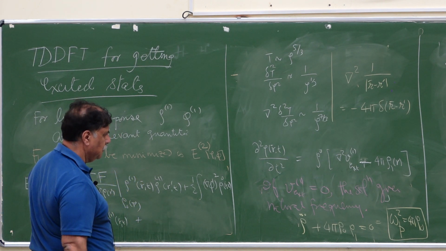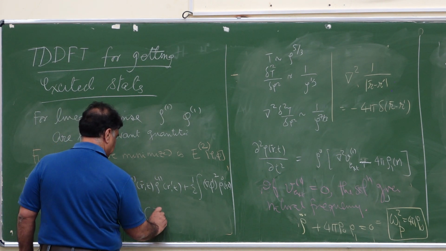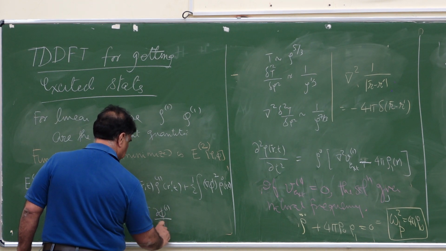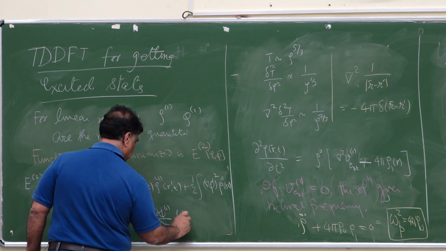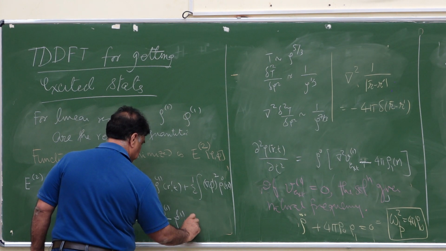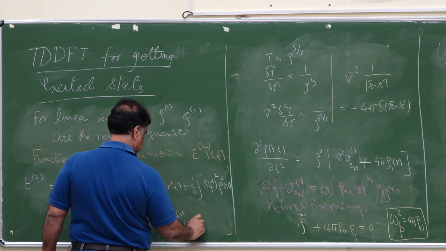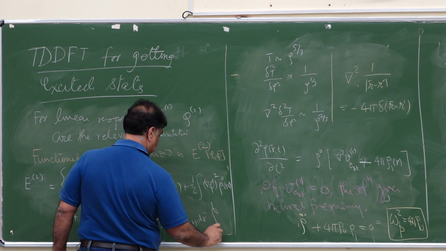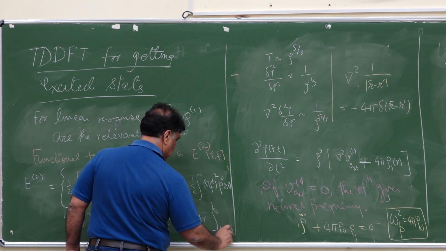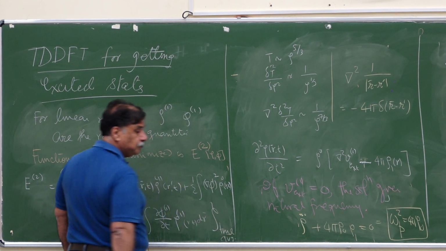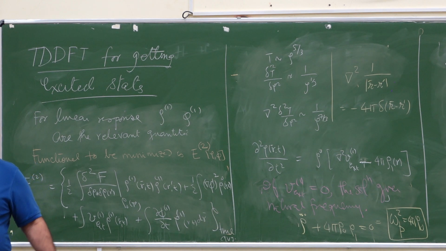Plus the last one, d phi 1 dt rho 1 R T, integration over R and time. Just by inspection, I have written the second order term. Okay? This minimized will give you the answer.